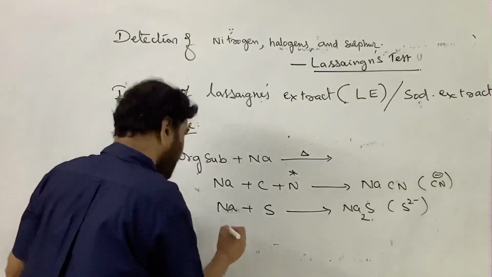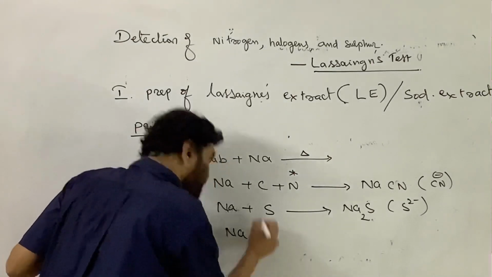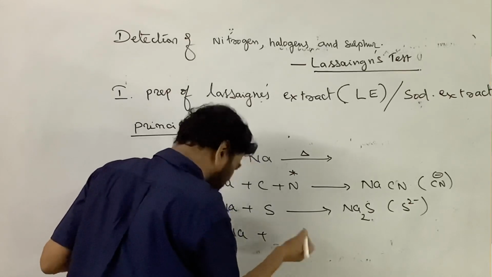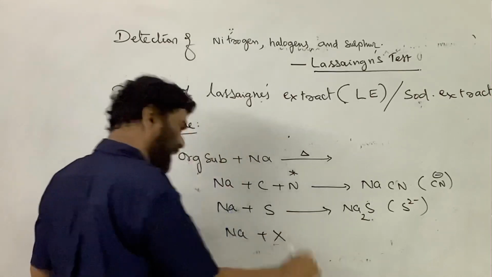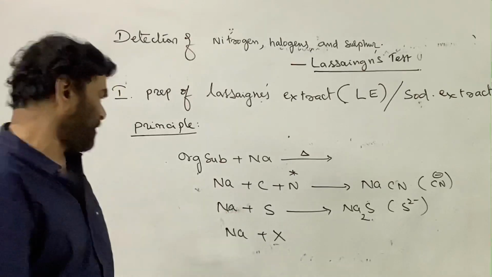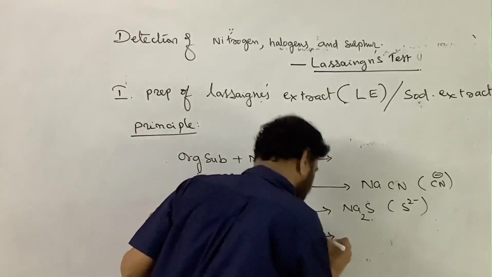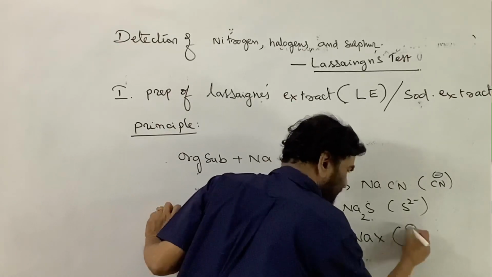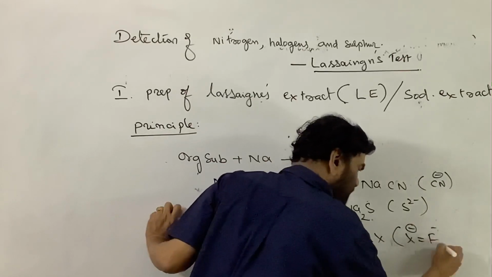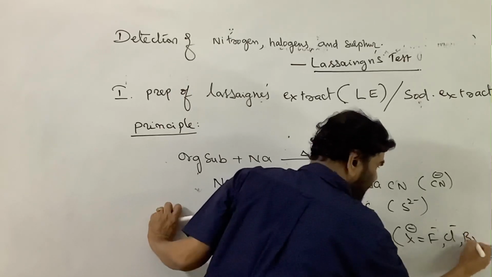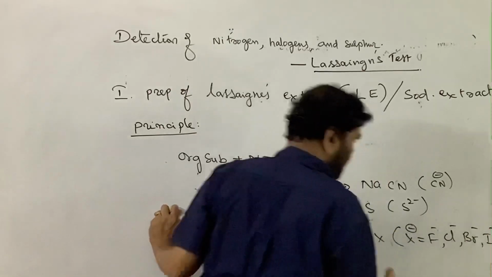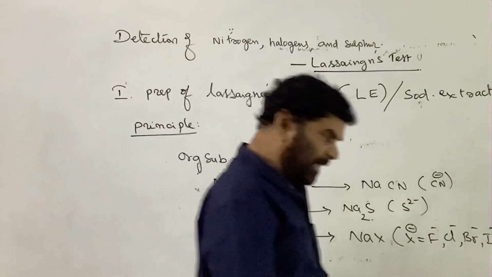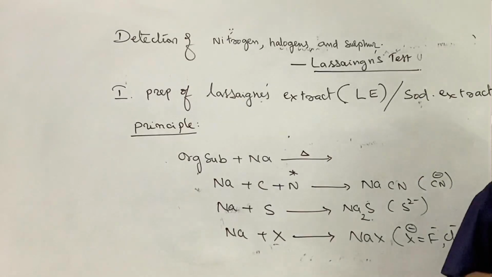Now, if the sodium reacts with a halogen, that is chlorine, bromine, iodine, normally we use X as the symbol of the halogen, so that is NaX. This is nothing but the X minus ion, that is fluoride ion, chloride ion, bromide ion, iodide ion, to represent that form. This is what we are doing in the preparation of the Lassaigne's extract.